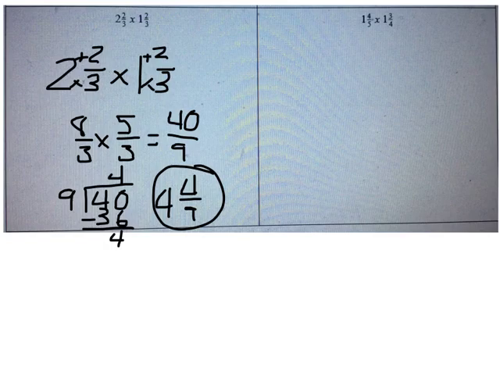The correct answer is 4 4/9. 2 2/3 is equal to 8/3. 1 2/3 is equal to 5/3. When I multiply those two fractions, I get 40/9. When I divide, 9 goes into 40 4 times, with 4 left over. So the correct answer is 4 4/9.